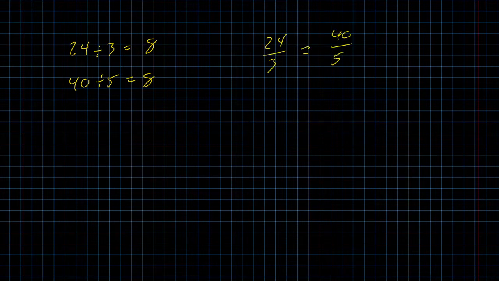Another thing that we have to worry about when it comes to working with fractions is that division can happen in multiple different ways and give you the same result. 24 divided by 3 is 8. 40 divided by 5 is also 8. So the fraction 24 over 3 and the fraction 40 over 5 are the same fraction. And if we don't have a way of saying we want a unique written fraction for each value, things will get very confusing very quickly.